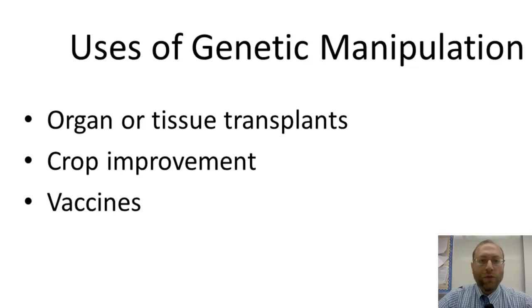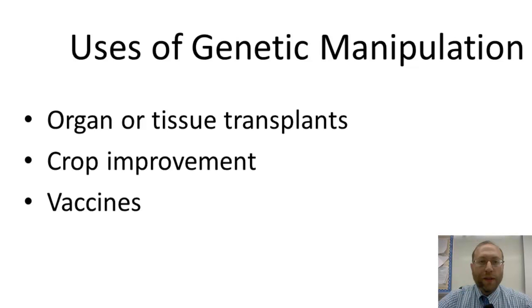Or you could take your own cell, say a skin cell, and put that into an embryonic stem cell. And then when you grow a whole new kidney, that kidney is genetically identical to you because it comes from your own nucleus, and it won't be rejected. You won't have to take any immunosuppressing drugs like people who have organ transplants today have to do.